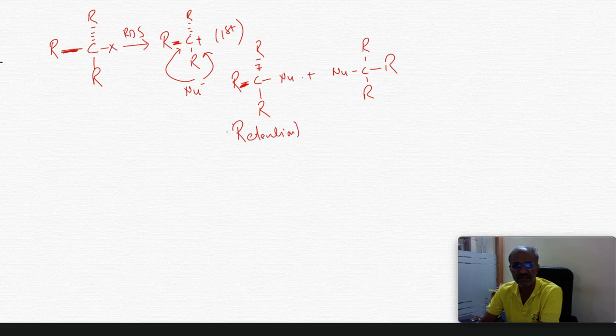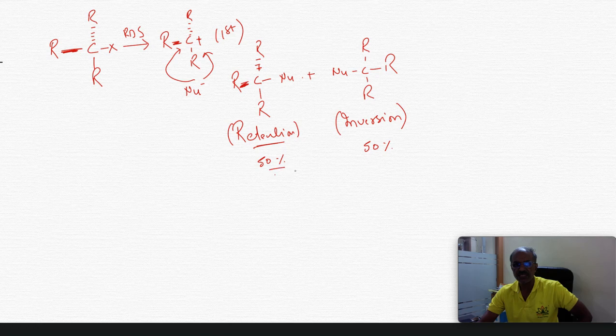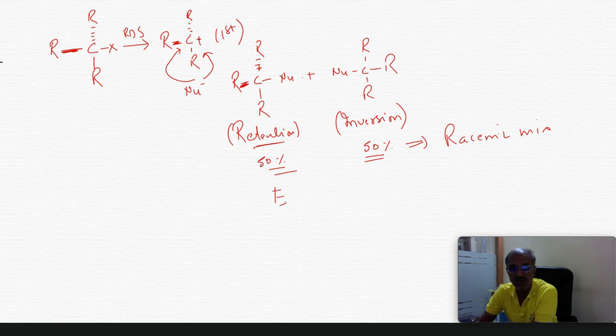Retention means as it is. So as the substrate, similarly is the product. Though it is retention, as I explained in the previous lecture, this other one is inversion of configuration. Inversion means totally opposite. So this is 50% and this is 50%. That means 50% retention and 50% inversion. That means there is formation of a racemic mixture. Racemic mixture means the two isomers are formed, that is, enantiomers are formed.